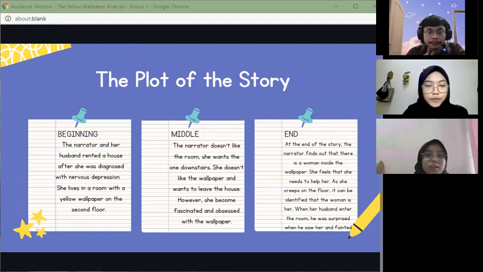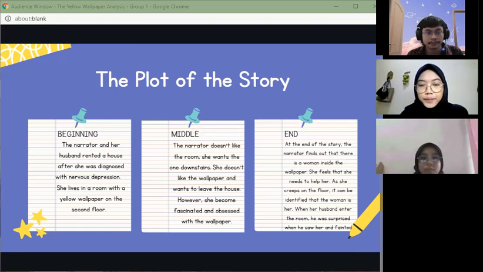So my name is Yuvika, and here I will explain about the plot of the story. For this story, the structure is linear. The plot is in chronological order, and at the beginning of the story, it starts with the narrator, who is the main character, moving into a house with her husband in order to get better because she is diagnosed with a nervous condition. And then the narrator and her husband live on the second floor of the house.